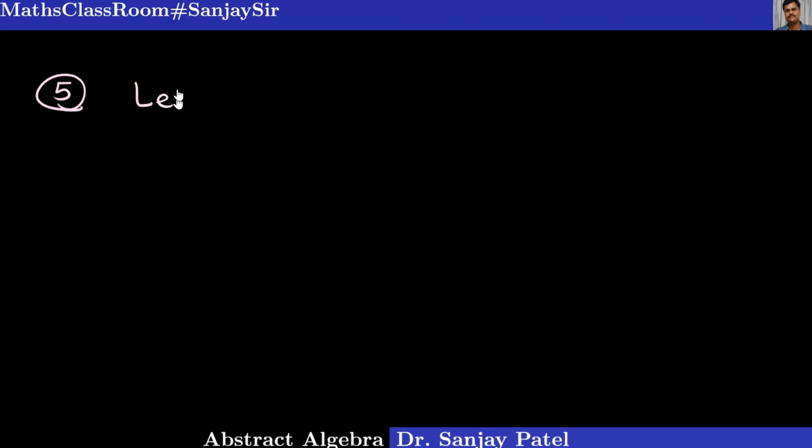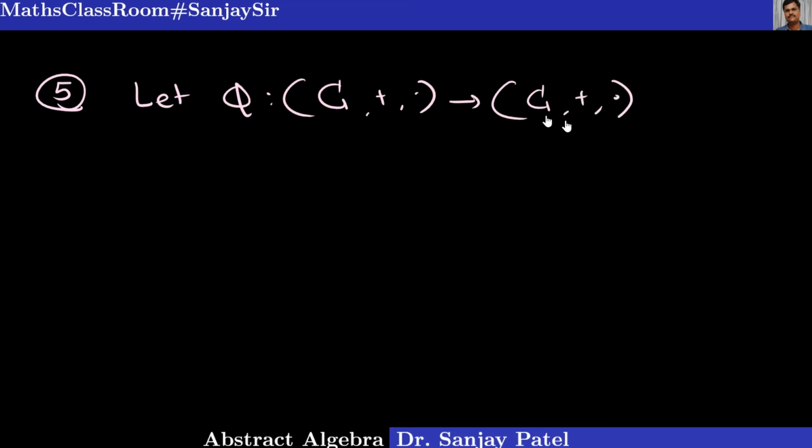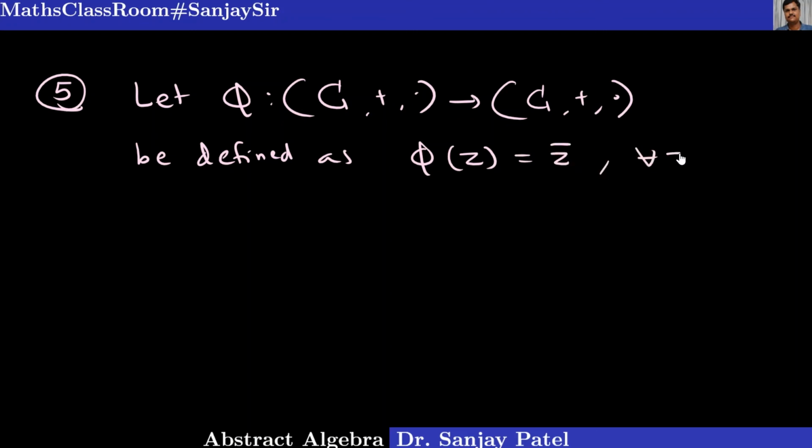that let phi from C, plus, dot, where C is the set of complex numbers, to C, plus, dot. I am taking the same ring here, the ring of complex numbers with respect to addition and multiplication of complex numbers. This phi be defined as phi of z is equal to z bar, where z is the complex number and z bar is the conjugate of z. You know, if z is equal to a plus ib, its conjugate z bar is defined as a minus ib. Then prove that this phi is a homomorphism.